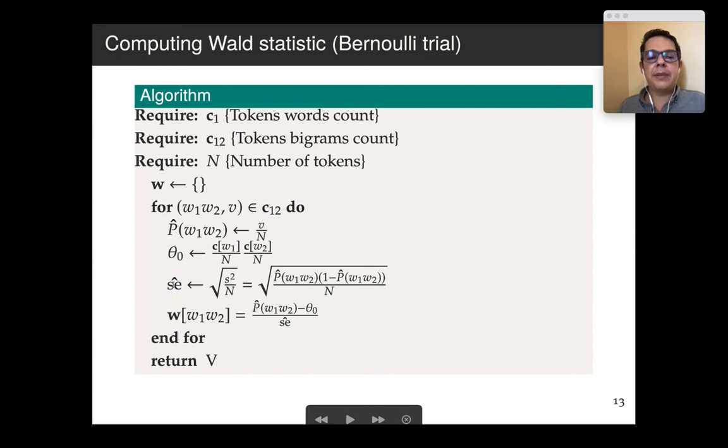And if it is a Bernoulli trial, then the standard error can be computed following this equation that only uses the probability of seeing the words, the estimated probability, and 1 minus the estimated probability divided by the number of tokens in the corpus. And I should have used left arrow. And the statistic, the Wald statistic, is the following. So you store the bigram and you compute this part. Now we can run this algorithm and compute all the tokens.